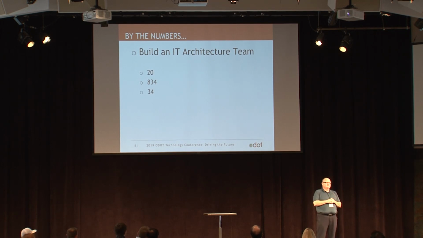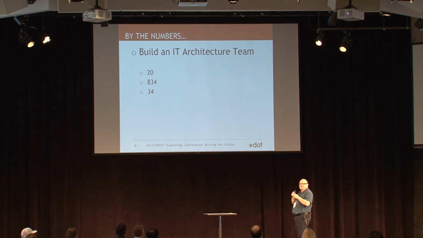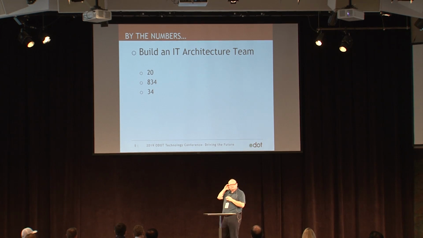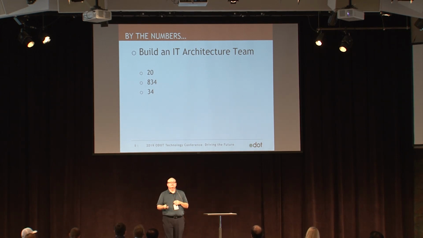Let's look at some numbers here. When we started building an IT architect team, I got 20, 834, and 34. Those probably don't mean much to you. No, they are not my measurements, in case you were wondering, although it's close.